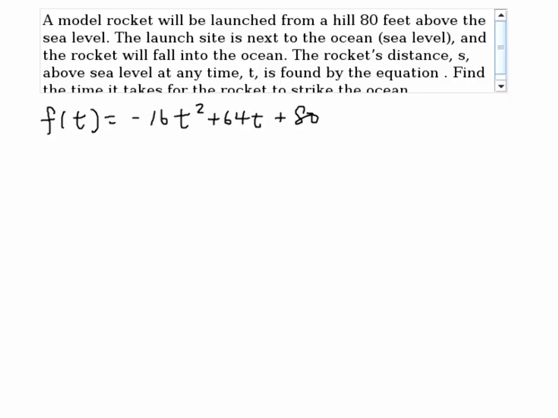But let's take a look at that. So we have minus 16 t squared plus 64 t plus 80 is equal to 0.